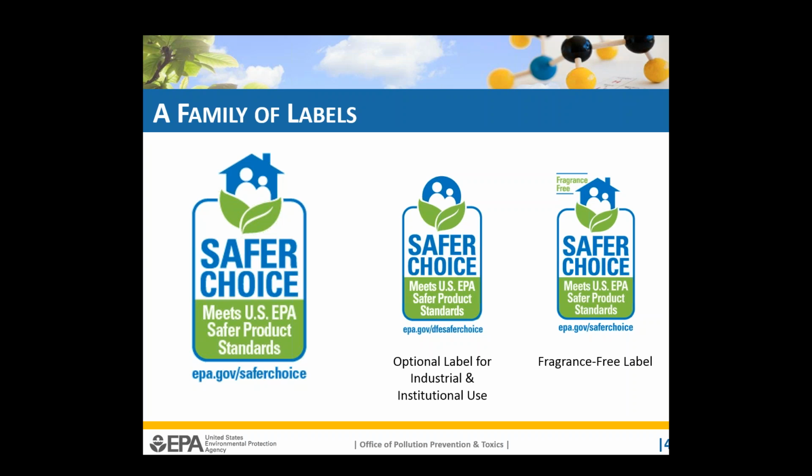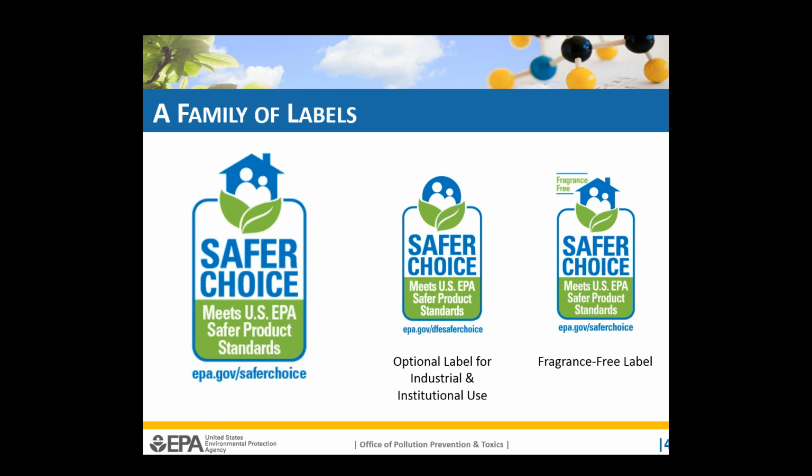Product manufacturers have the choice to come to our program to let us review their products, and consumers and purchasers have a choice to choose those products. The tagline says what the product has met, which is our safer product standards here at EPA. And then we have the URL so that anyone who's interested can find out more information about the program and what the label means.